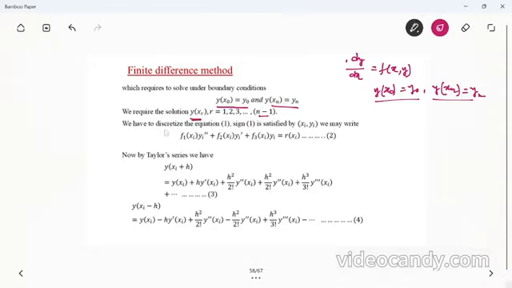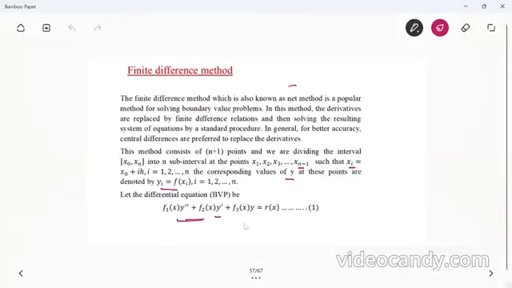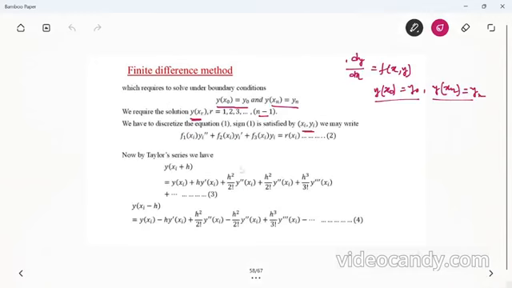Now we have to discretize equation 1 so that it is satisfied at xi, yi. We assume that equation 1, this is our BVP, f1(x) double derivative of y, f2(x) first derivative of y, f3(x) y equals r(x). So first we satisfy this equation at xi, yi. That is, f1(xi) yi double dash plus f2(xi) yi dash plus f3(xi) yi equals r(xi).